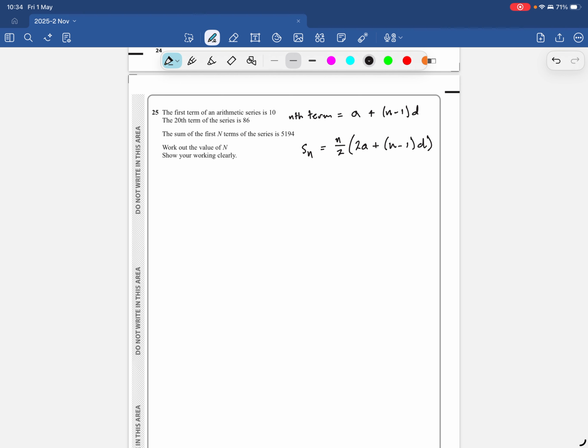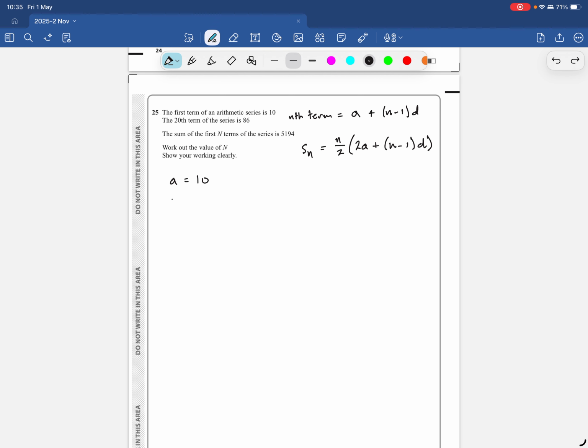So there's a certain amount of information that they're going to give us. The first term is 10. So we already know what A is. And then we can write that down. A equals 10. And it says the 20th term of the series is 86. We can use then this formula to find out what D is, because we know A, and it's told us that N is 20. So that gives us an equation in only one unknown. So we go ahead and do that straight away.